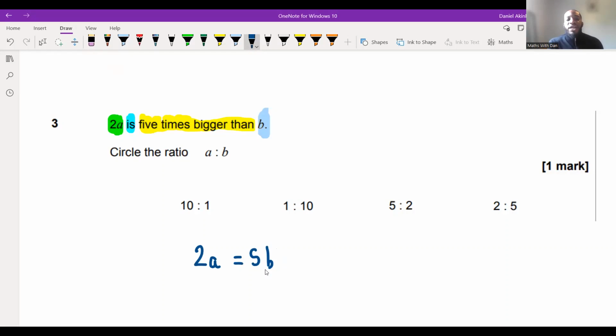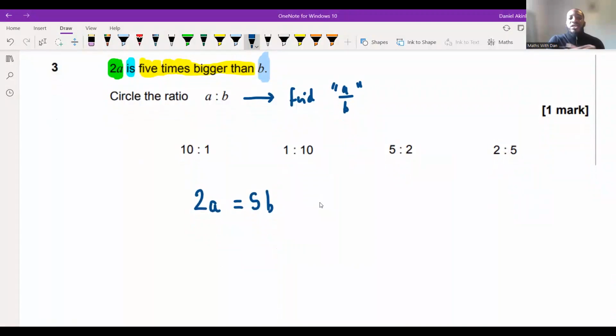Now we need to find a ratio and we've got an equation. Whenever you're doing these types of questions, whenever they ask you to find a ratio when they give you an equation, what you want to find is an expression for a divided by b, right? Because what will happen is that you'll have a number on the numerator, you'll have a number on the denominator, and that will be your answer. Yeah. So we've got 2a is equal to 5b. How can I get a divided by b on its own?